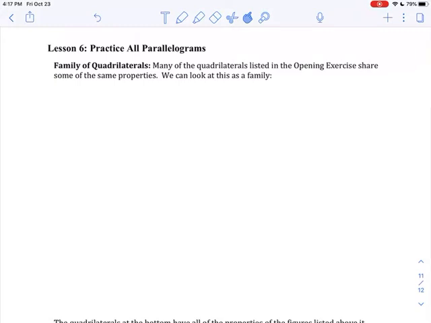Hi GOR, so this is Unit 3B, Lesson 6, and today we're going to practice all of our parallelograms. What I'm going to do is make a little family tree of our parallelograms. The top of this is a parallelogram. Alright, so this is my parallelogram, and I'm going to write down my properties next to it.